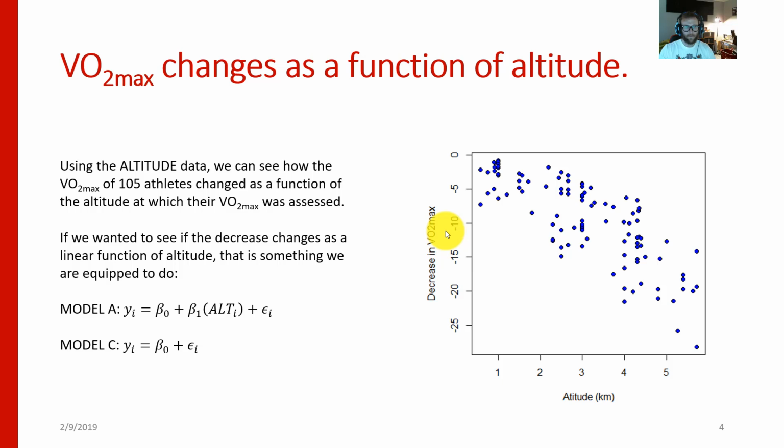So again, using the altitude data set that we used in the previous example, we can see how the VO2 max of these 105 athletes changes as a function of the altitude at which their VO2 max was assessed. So we assessed their VO2 max once at baseline. Then in a hypobaric chamber, we simulated altitude of varying heights. And then we tested their VO2 max again, and we recorded the change in their VO2 max.